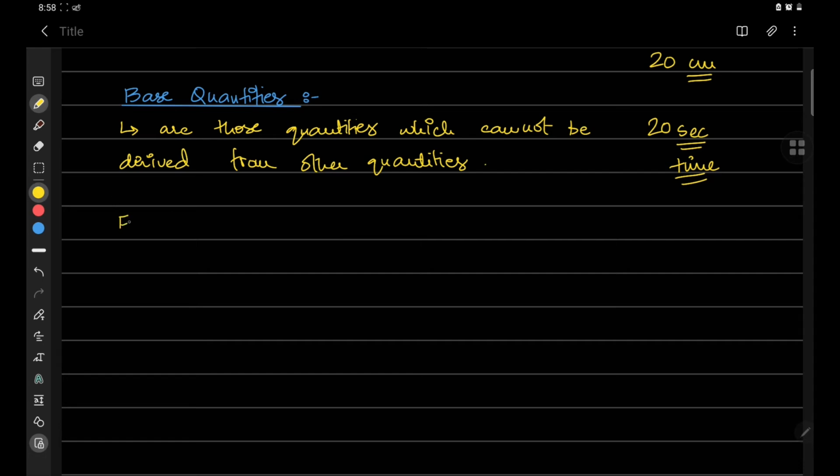For example, we can include length, we can include mass, we can include time, and also temperature, etc.